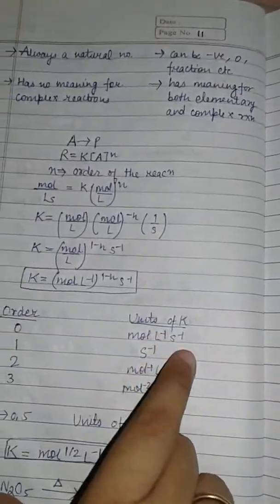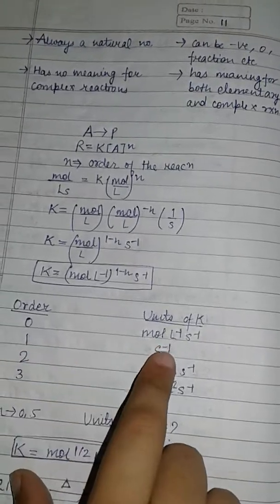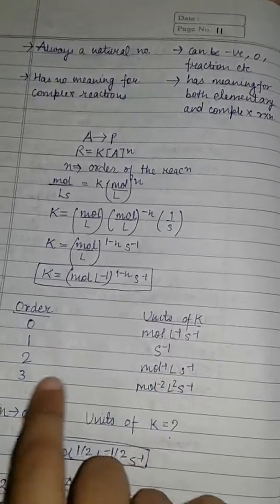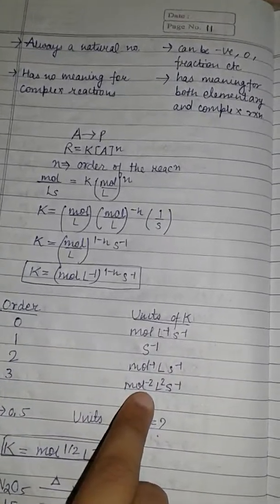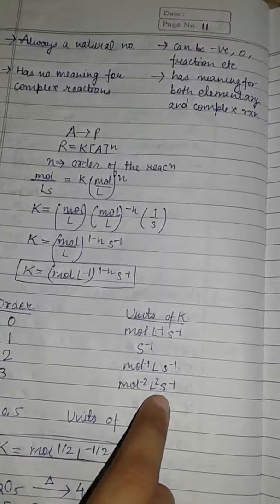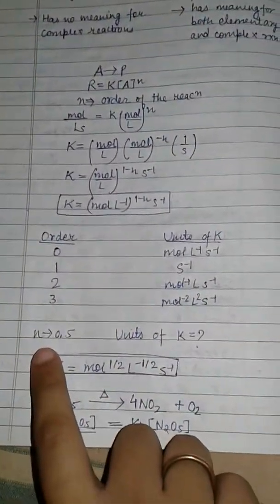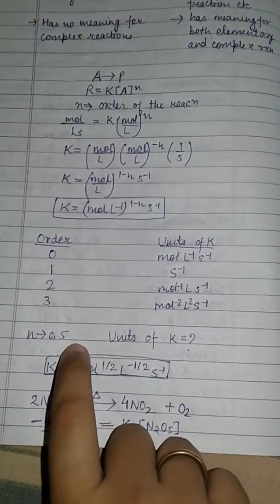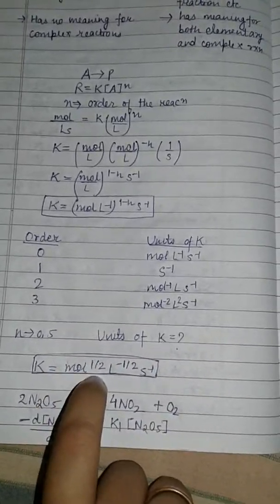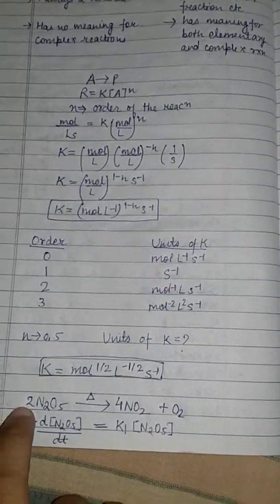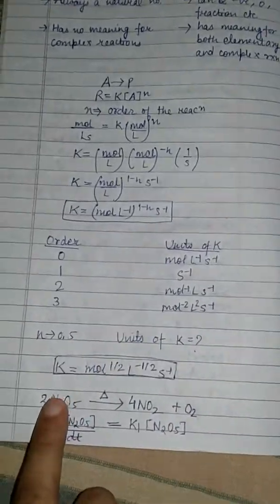Now if the order is 0, then the unit of k is mole per liter per second. If the order is 1, then the unit is per second. If the order is 2, then the unit is per mole liter per second. If order is 3, per mole raised to the power minus 2 liters squared per second. This is according to this equation. Now if n is 0.5, then the unit of k will be mole raised to the power half, liter raised to the power minus half per second.